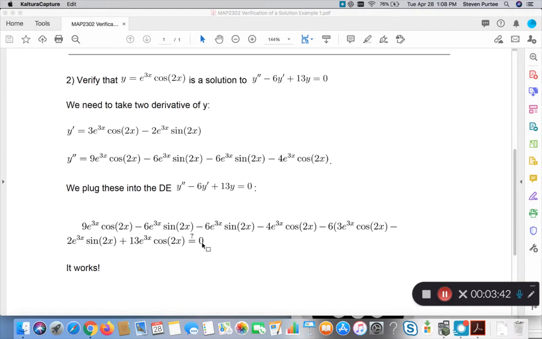Well, when we do all of our distributing, let's check one of these. Let's check the cosines. I've got 9 of these cosine terms, minus 4, so that would be 5, minus 18 more, so that's negative 13 of the cosine terms, plus 13 of the cosine terms. Those all cancel out. Check on your own. The sine terms also cancel out. So this function here is a solution to this DE.